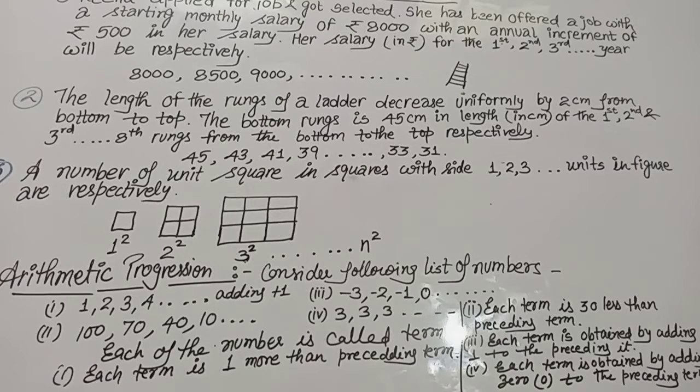So I take some examples: first, second, third, and fourth. 1, 2, 3, 4, adding 1. Second, 100, 70, 40, and 10. Each term is one more than the preceding term. Each term is 30 less than the preceding term. Each term is obtained by adding 1 to the preceding term. Each term is obtained by adding 0 to the preceding term.